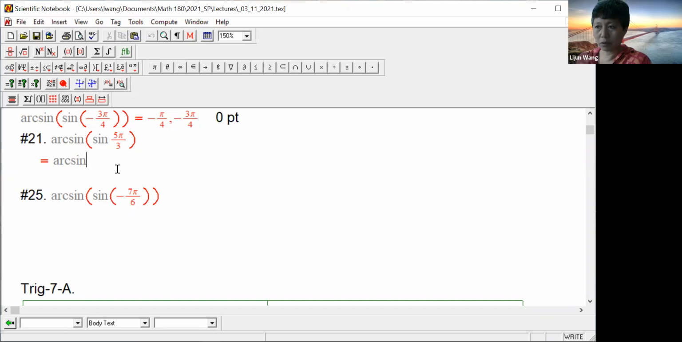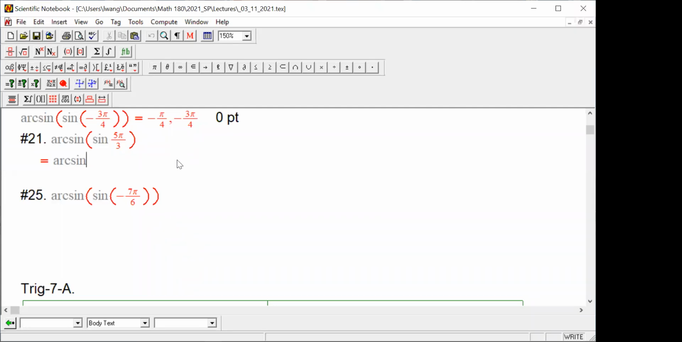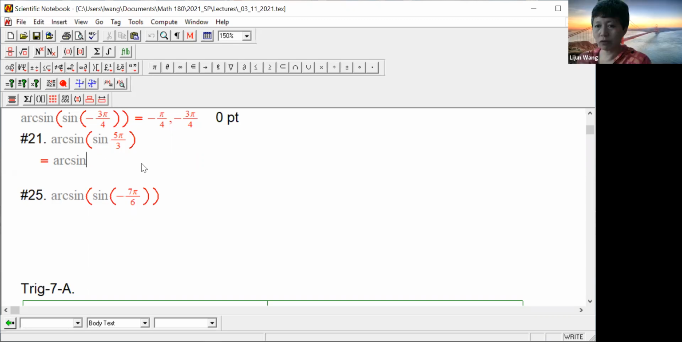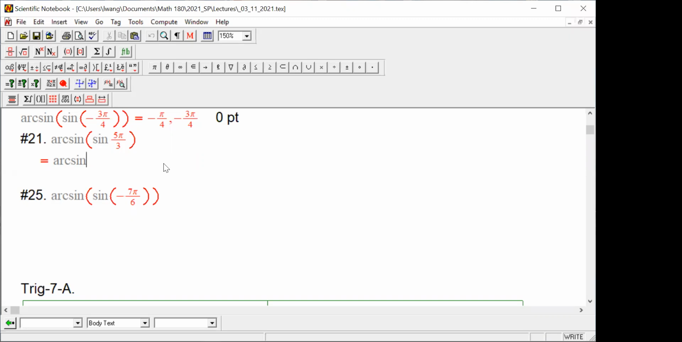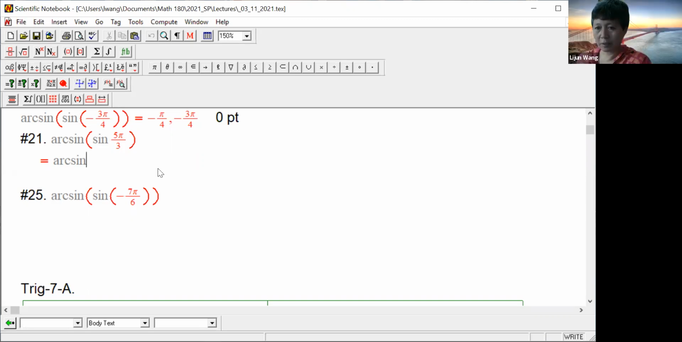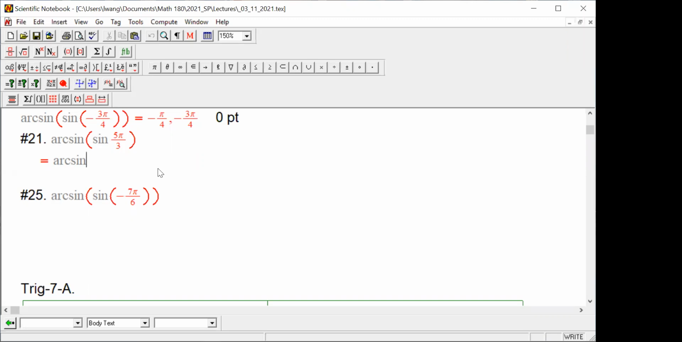Which one satisfies the requirement? Requirement of what? The range. The range for what? Arc sine. What is the range for arc sine? Negative pi over 2 is less than or equal to x, which is less than or equal to pi over 2.